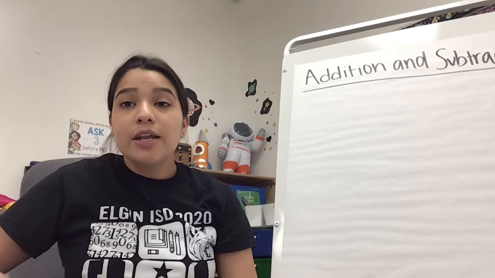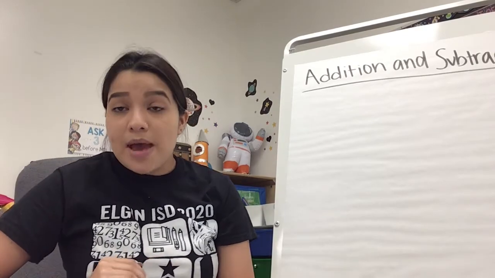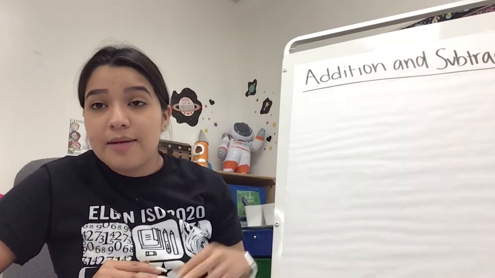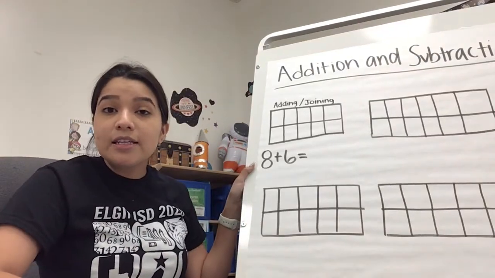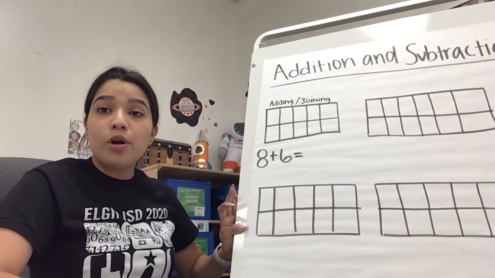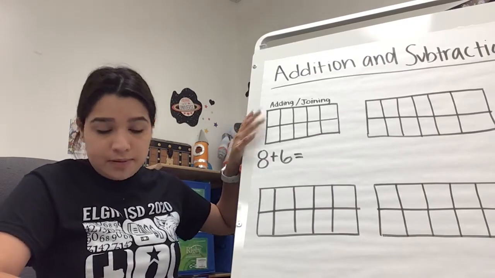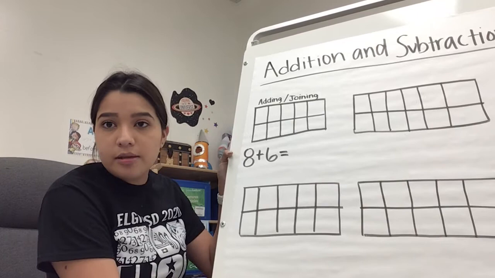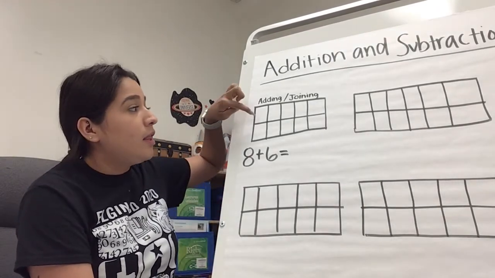And like I said, in the picture vocabulary, we're going to be practicing doing math equations with 10 frames. So let's go ahead and get started. I went ahead and drew my 10 frames, and we're going to be solving this equation using our 10 frames. So our 10 frames are called 10 frames because they each have little boxes.